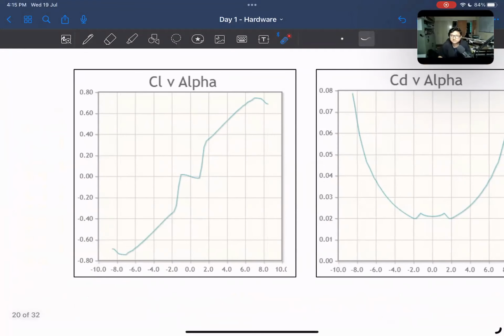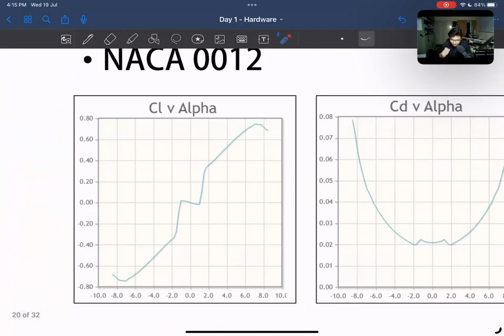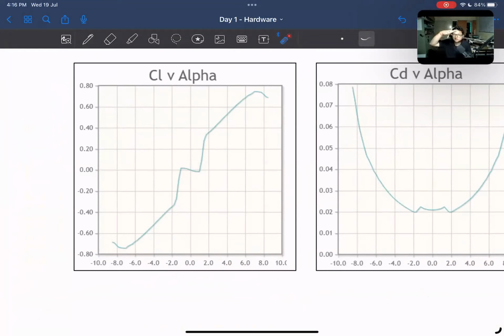So this is the CL versus alpha curve for NACA 0012. An important thing to notice is that CL is on this axis and alpha is on this axis. If you look at 0 degrees, we have zero lift. If the airfoil is exactly aligned with the flight path vector, then there is zero lift.